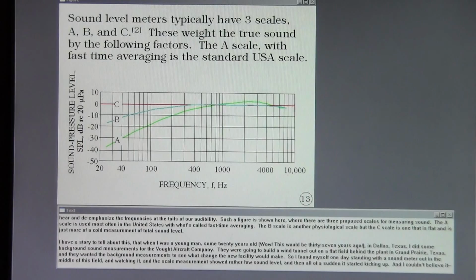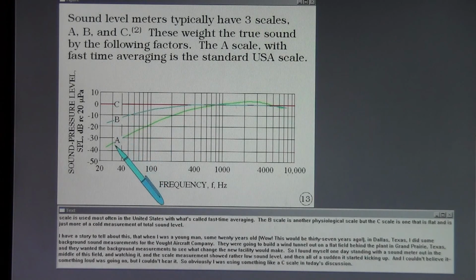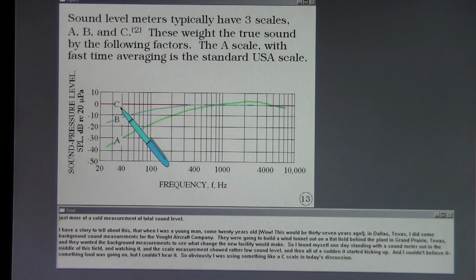Such a figure is shown here, where there are 3 proposed scales for measuring sound. The A scale is used most often in the United States with what's called fast time averaging. The B scale is another physiological scale, but the C scale is one that is flat and is just more of a cold measurement of total sound level.